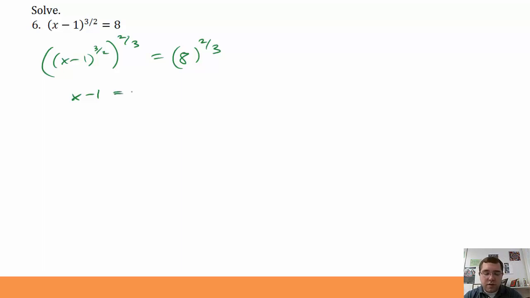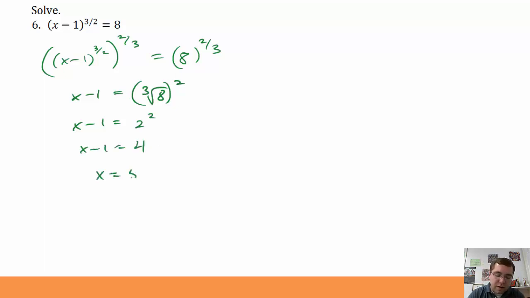equals 8 to the 2/3. Well, I know 8 to the 2/3 is the cube root of 8 and then squared, power over root. So x minus 1 is equal to, the cube root of 8 is 2. And then I've got 2 squared, and that's 4. So x minus 1 equals 4. That means x equals 5. Nifty.